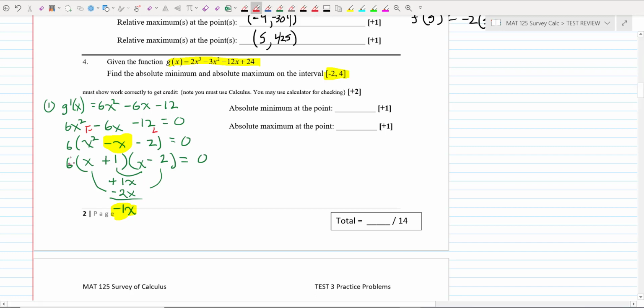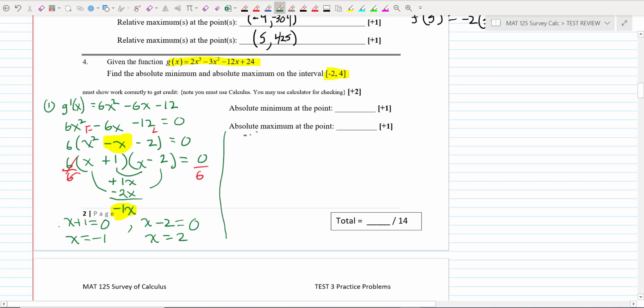Okay, now if you wanted to, you can just ignore the 6, or you can divide by it, like that's what I'd do. So you would just end up having x plus 1 equals 0, and you could do this in your head now if you want to. So one of your critical numbers is at -1. And then you would have x minus 2 equals 0, so you have another critical number at x equals 2. So step 1 is getting the critical numbers.